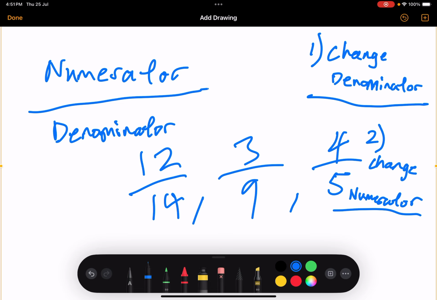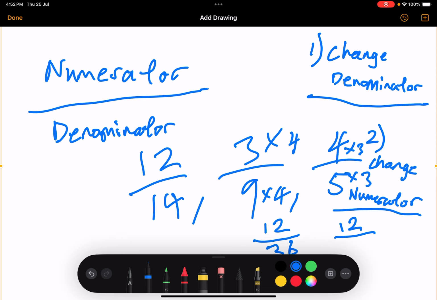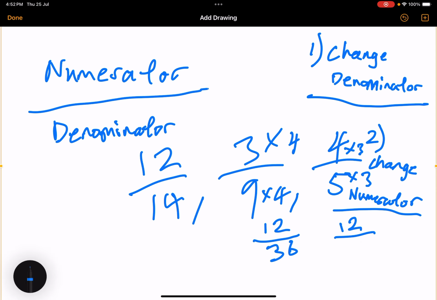3 and 4 can be changed to 12, like times 4 and times 3. But whatever you do to the top, you must do to the bottom. So this one is times 3, this one times 4. Now, 3 times 4 equals 12 over 9 times 4 equals 36. 4 times 3 equals 12. And 5 times 3 equals 15. Now we can compare these.